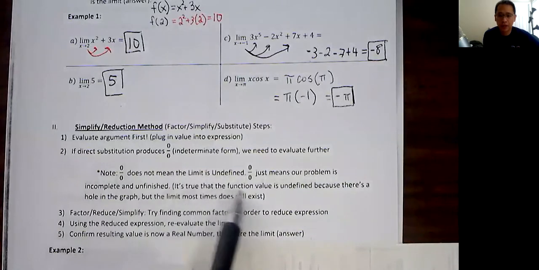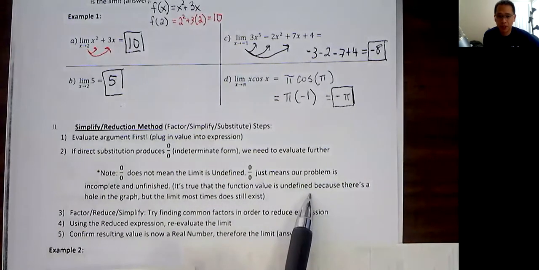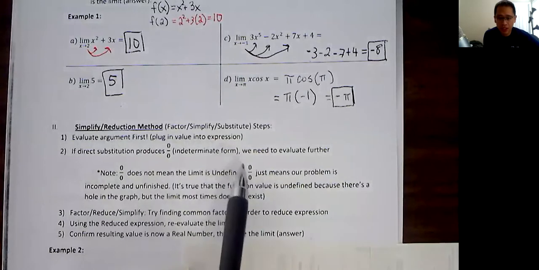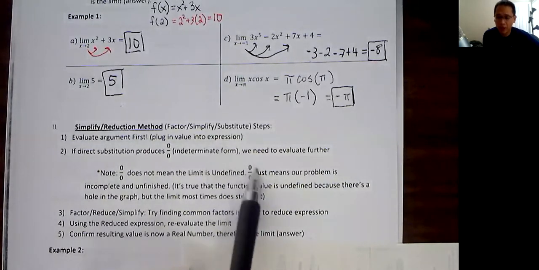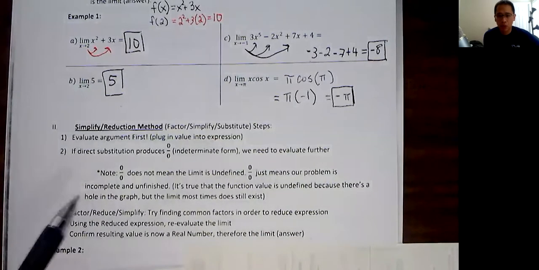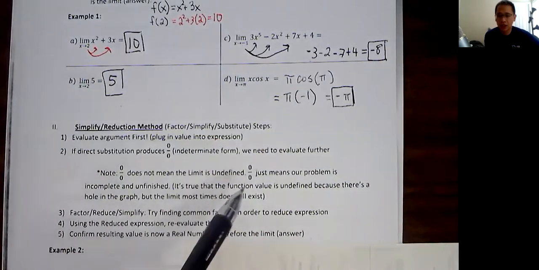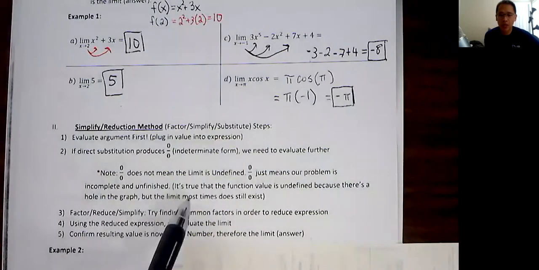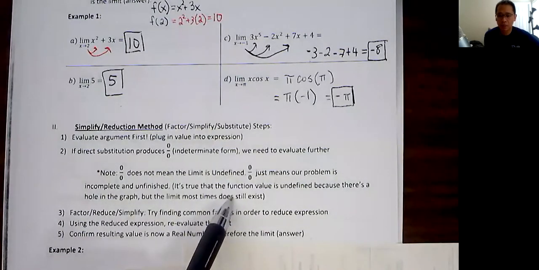It's true that the function value is undefined because there's a hole in the graph. So this does give us some information. This tells us that there's a hole in the graph, but if we want to find the limit, we can actually find it if we do a little bit more work. Okay, so the function value does not exist. However, the limit does exist. Okay.